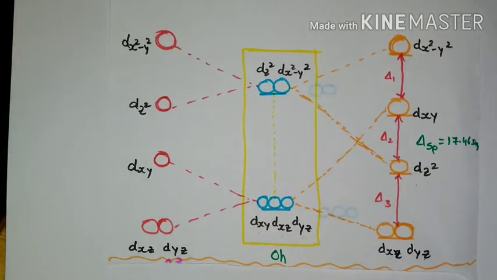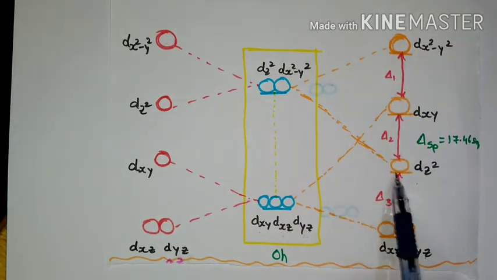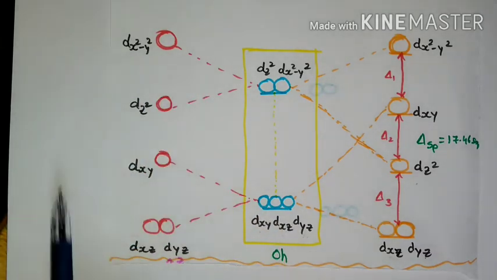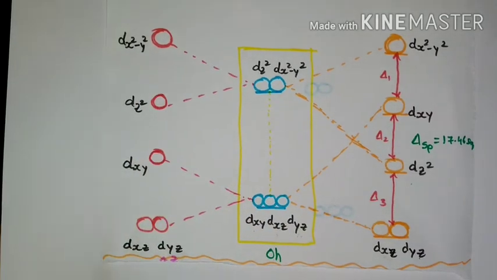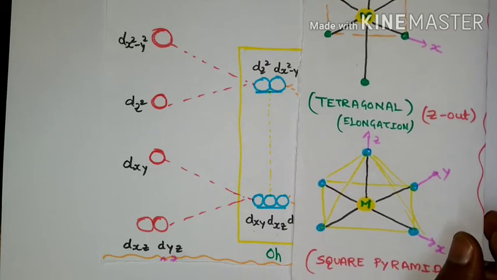And if you see overall octahedral d orbital splitting as a reference point, we can write the d orbital splitting of square planar. So this side will be for square planar, where dz square, dxz, dyz, their energy will be lesser. And this crystal field splitting will be for tetragonal elongation as well as square pyramidal.